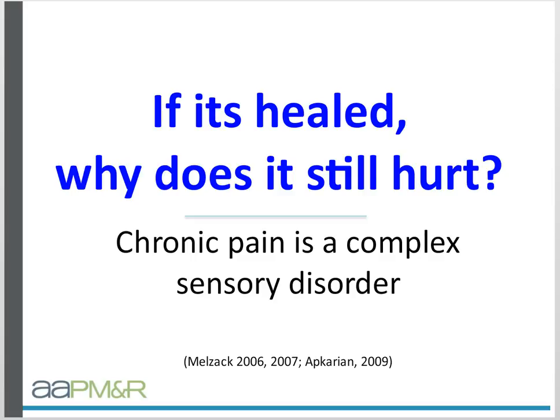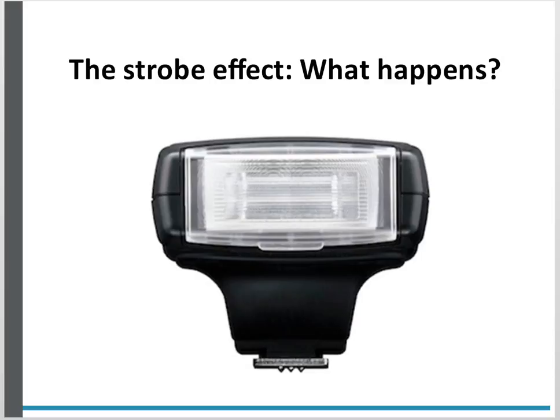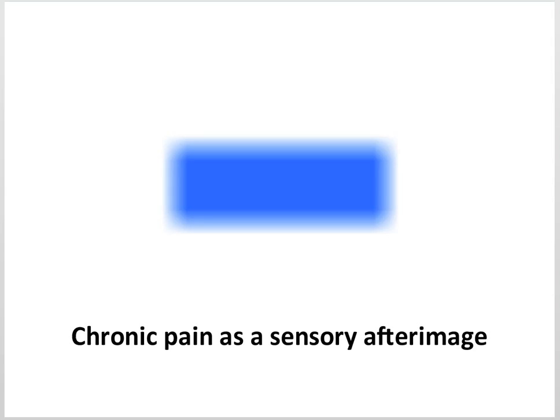Again, this is not a helpful way to think about what is in fact a complex sensory disorder. Think of it this way. Suppose I got my trusty camera strobe and flashed you in the face. What would happen? You would of course see a blindingly bright light, but what about after that? A couple seconds later you'd notice a blue dot floating around in front of your eyes, the after image of the strobe. I should point out that there is no blue dot in the room. The blue dot is not real. The blue dot is in your head.